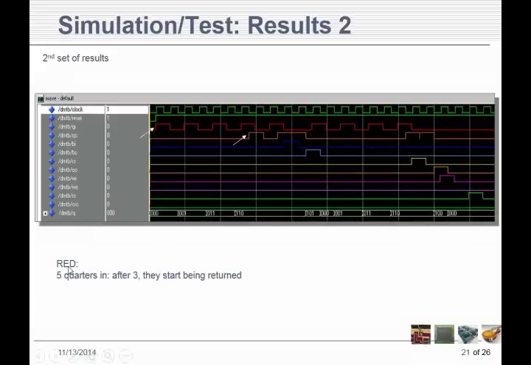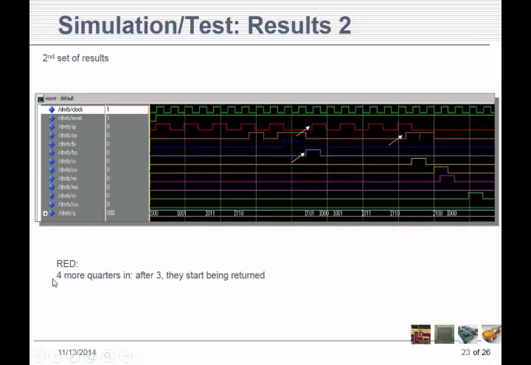See how I did this? Red. 5 quarters in, after 3, they start being returned. And I've got little arrows showing that's what's going on here. Okay. Here, I've got blue. I'm talking about this line. I buy a beer, another quarter is returned, and then the beer is dispensed. And that beer is the blue.